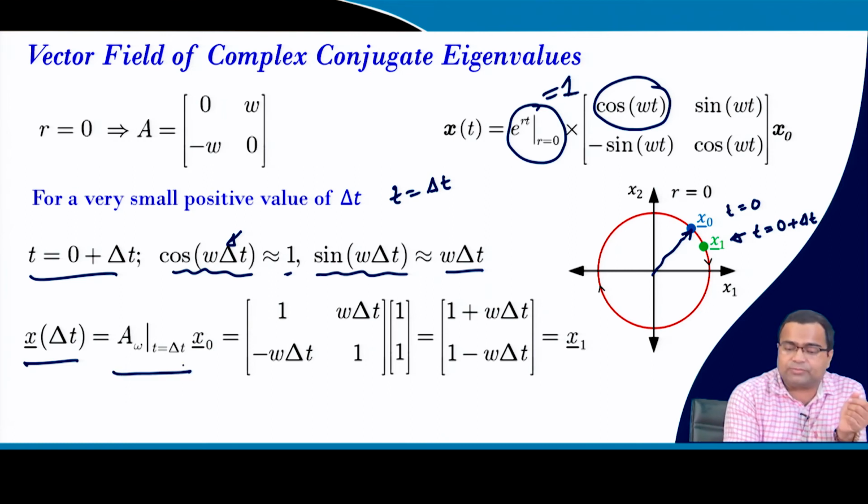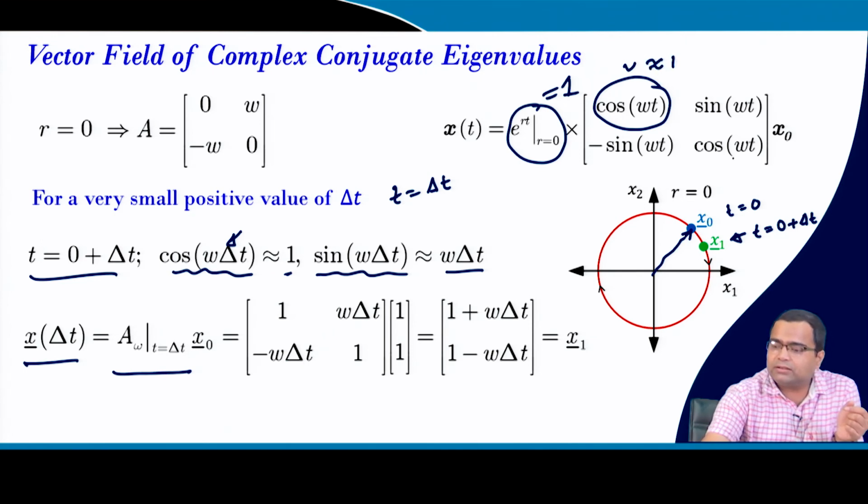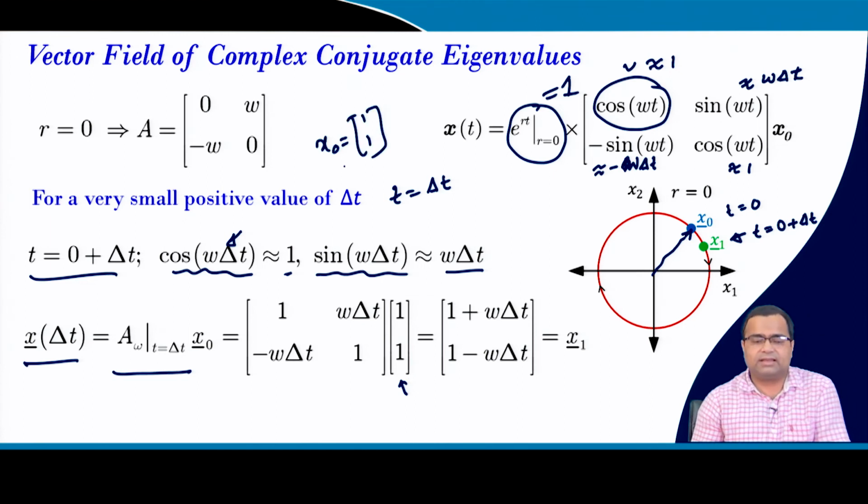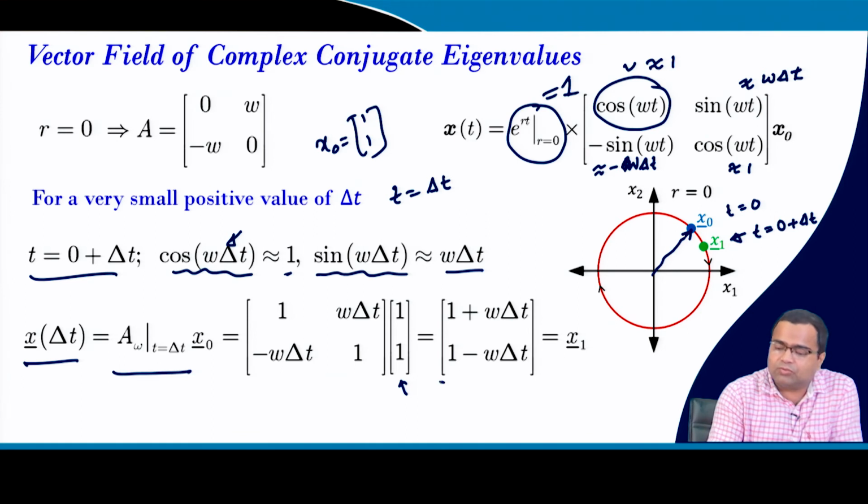So, this matrix will be this quantity nearly equal to 1, this will also be nearly equal to 1, this will be nearly equal to omega delta t, and this will be nearly equal to minus omega delta t. And if you combine, because our initial state, let us say we have chosen x0 equal to [1 1], then we will get the next point.